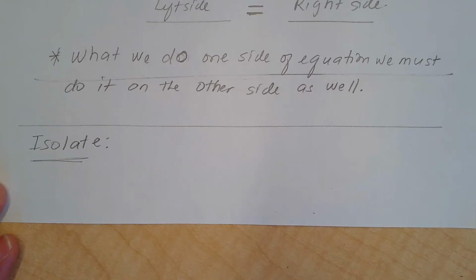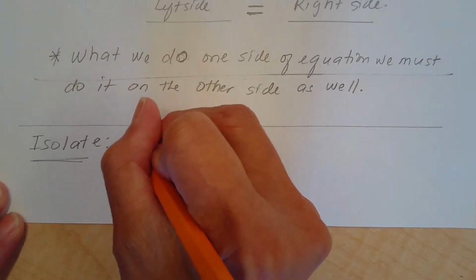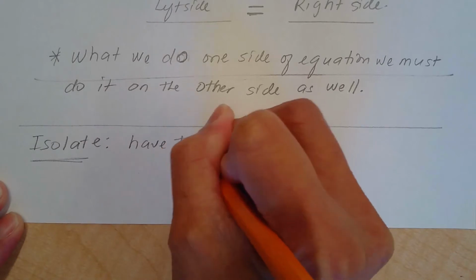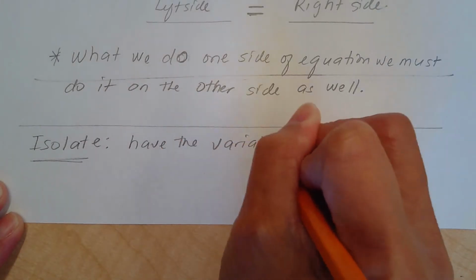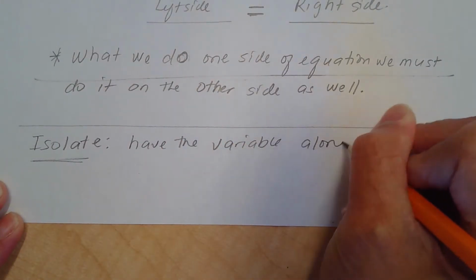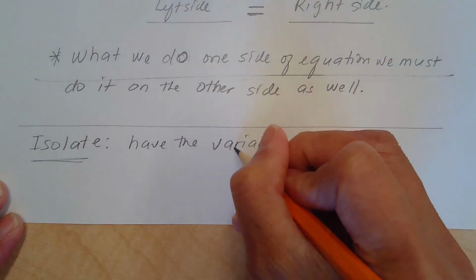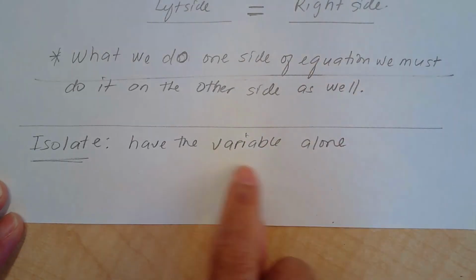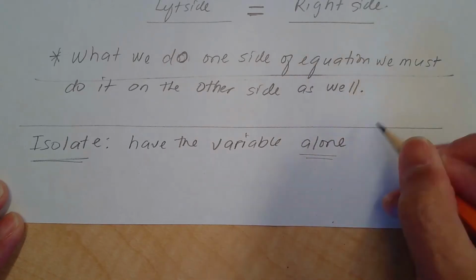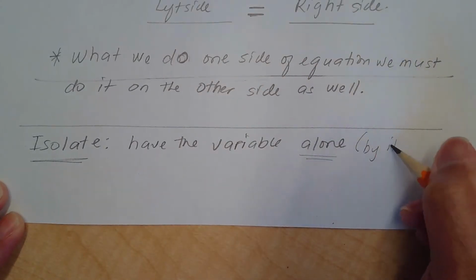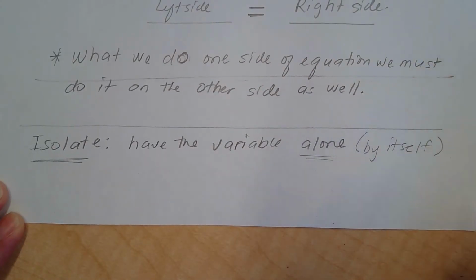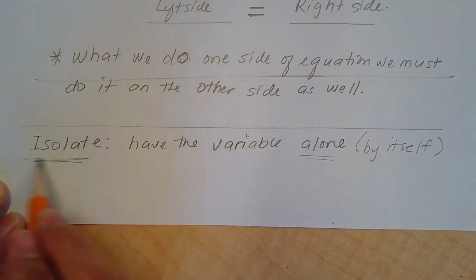Yeah, have it alone. So, have the variable alone. Okay, I'm writing the word variable here. Variable, that's the x, something that we don't know, right? Have the variable alone by itself. No other number beside it, no other number with it, just by itself. That's what it means by isolate.